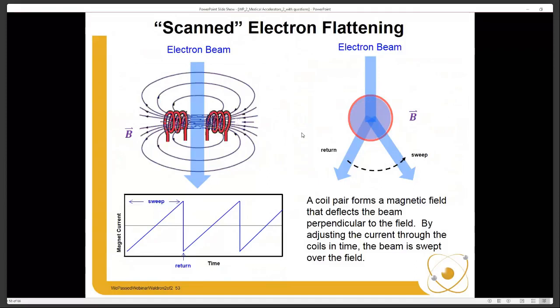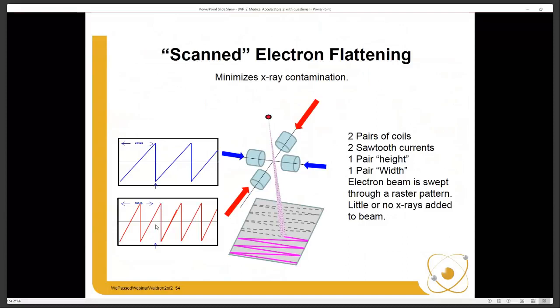So if I have two pairs of coils, and I operate them at two different sawtooth frequencies, I can produce a raster scan, much like in the old video tube type televisions we used to have. And in fact, it's exactly the same technology. This arrangement of coils would be called a yoke, and I feed a different sawtooth to each pair of coils, and I get a raster pattern that sweeps through and returns and sweeps through and returns. The upside is there's little or no x-rays added. The downside is we have to make sure that these remain random with each other. They have to be accurate.